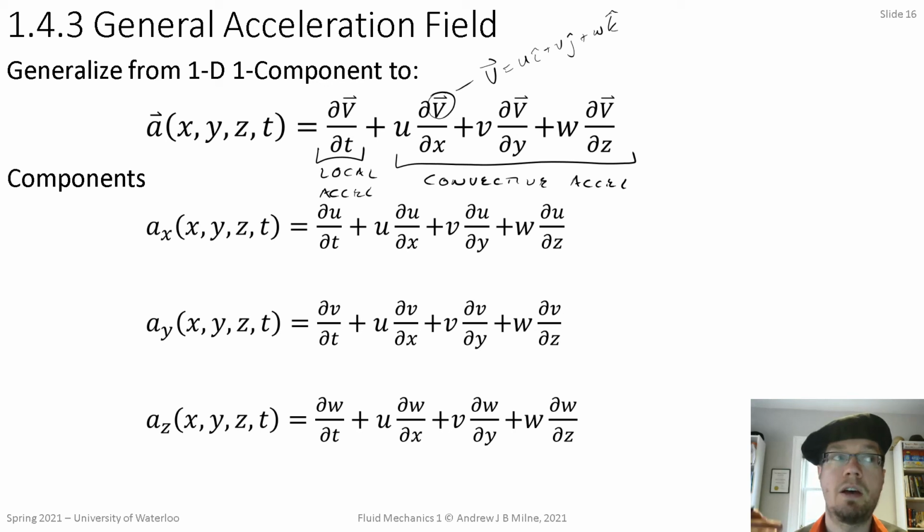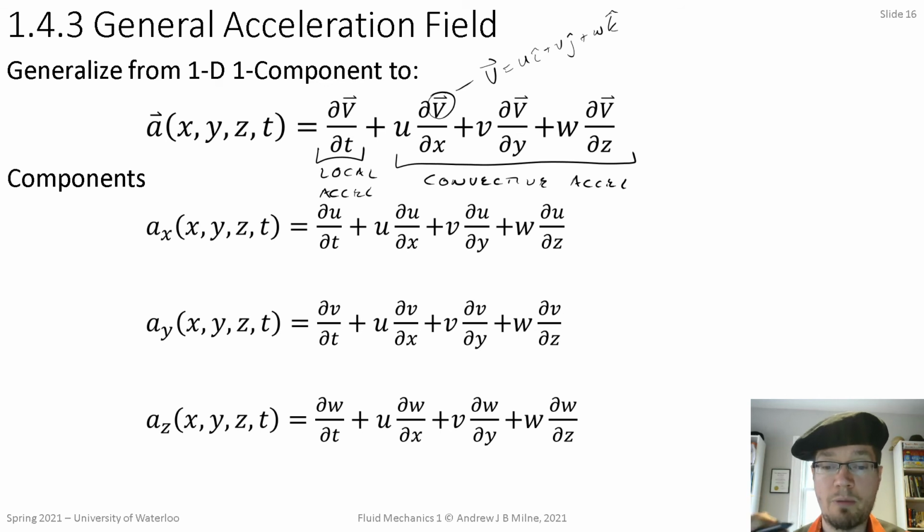Convection is motion of fluid. It should actually technically be called advective acceleration, whatever. Convection relates to movement of fluid. So convective acceleration is the change in velocity due to change in position, due to movement in space. So local acceleration and convective acceleration, both of those cause an acceleration.